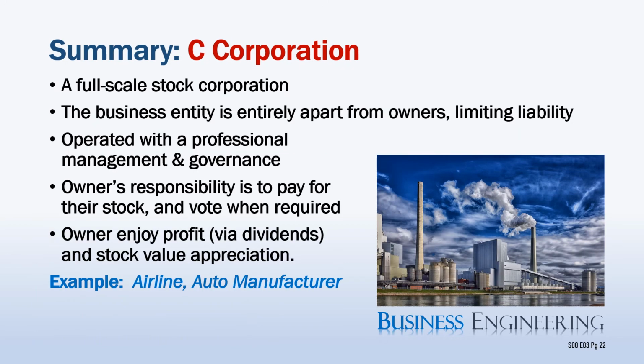The largest type of business ownership is that of a full-scale stock corporation. This is a C corporation. Examples could be General Motors, IBM, Microsoft, and Amazon. The term C relates to the subchapter of the IRS taxation code. The business entity is entirely apart from its owners, limiting personal liability to that of their investment. The business is operated with professional management and a paid governance board. The owner's responsibility is to pay for their stock, vote when required, and the owner may enjoy profit via dividends and stock value appreciation.